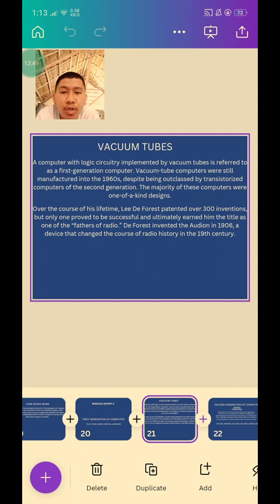Over the course of his lifetime, Lee DeForest patented over 300 inventions, but only one proved to be successful and ultimately earned him the title of the father of radio. DeForest invented the audion in 1906, a device that changed the course of radio history in the 19th century.